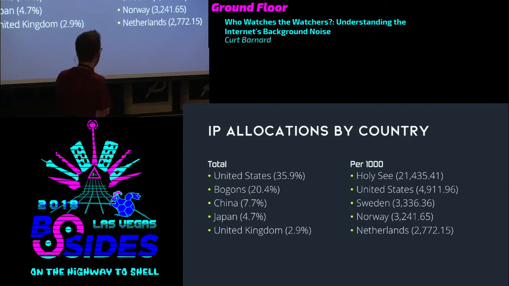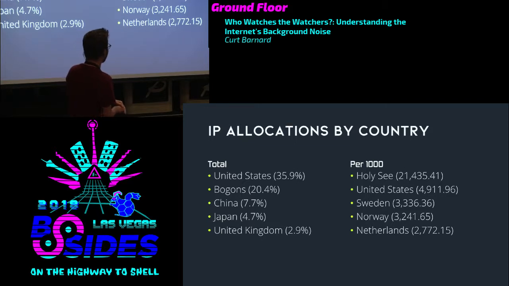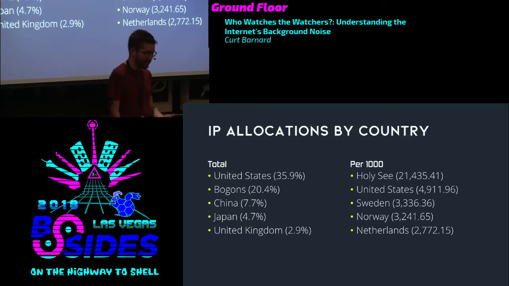But since these IP addresses have been unroutable for so long, you can't make them routable. You can't change the RFC and make them routable, because you'd break everything that has been made ever since IPv4 existed. And right behind them is China, Japan, and the United Kingdom. But for IP allocations per capita, the Holy See comes in at a shocking number one because they only have about 800 people. It's a Catholic nation state basically. It's not the Vatican, but yeah, it's like 21 IP addresses per person. So good on them. And then Scandinavia come in strong.